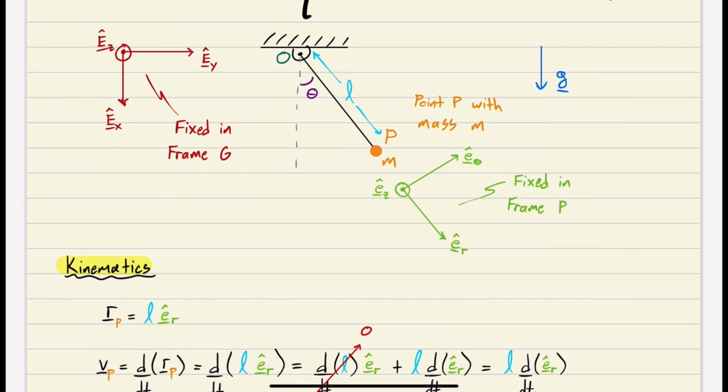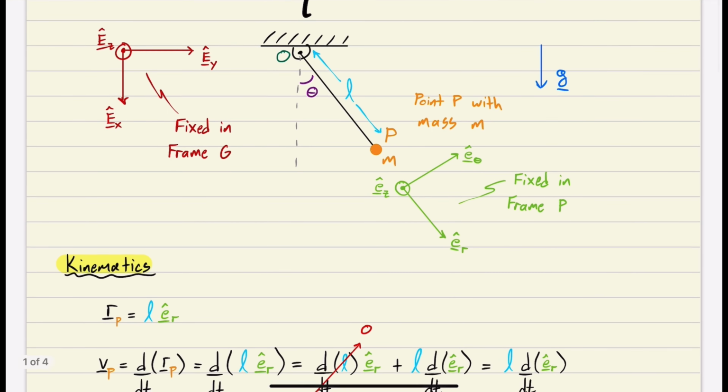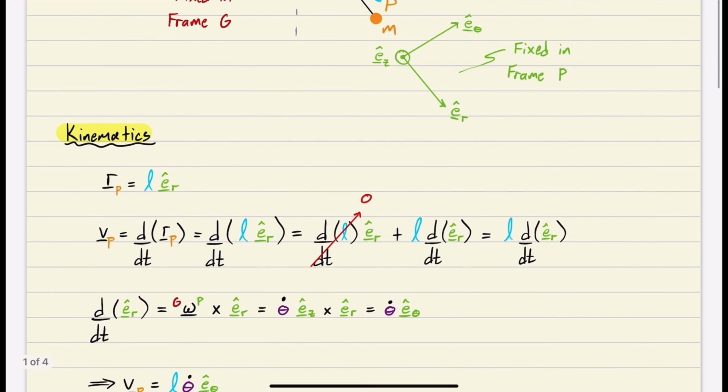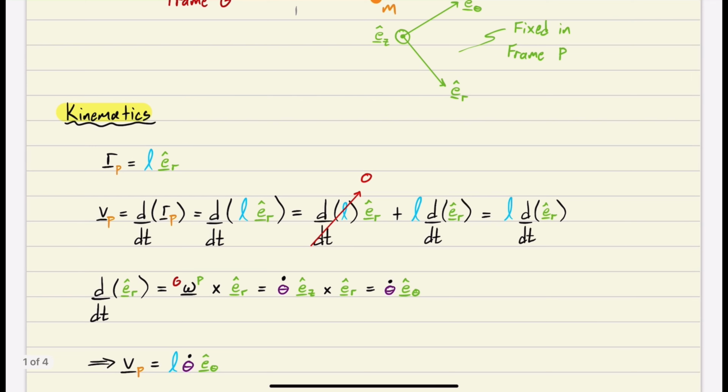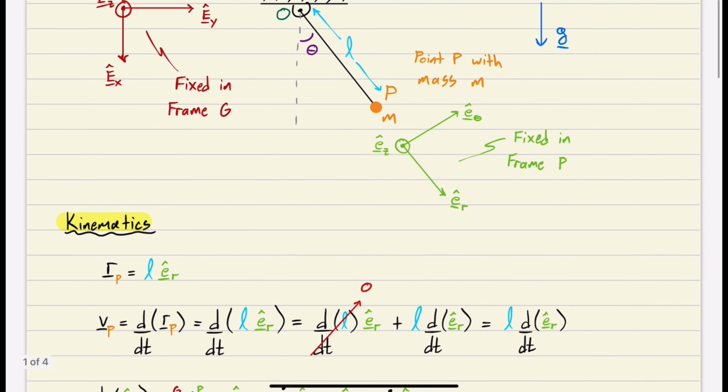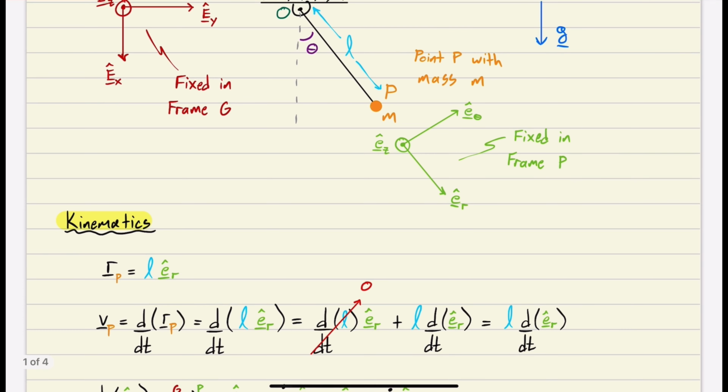Well, we travel a distance of L in the ER direction. And that's it. We did it. That's our position vector of point P, L ER. Now we want to find the velocity of point P. And just keep in the back of your mind, we're doing all this because we need to find the acceleration of point P so that we can apply Newton's second law, which is F equals ma. We're trying to find A right now.